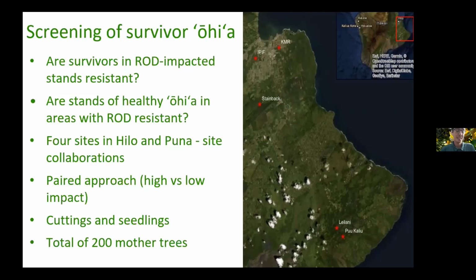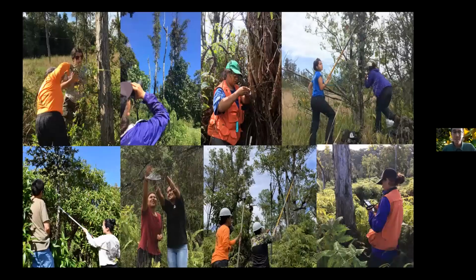And our goal is from these sites to take cuttings and seeds and grow those plants to start producing plants that we can test and really try to get an understanding of whether those ohia that are still living out there have been tested with ROD, whether they've been infected, and just trying to validate what nature has done for us. So these are pictures of some of our crew members going out into the field and doing those collections. They have done an amazing job. They produce so much material for us, and I'm very happy to have them as a part of our crew.